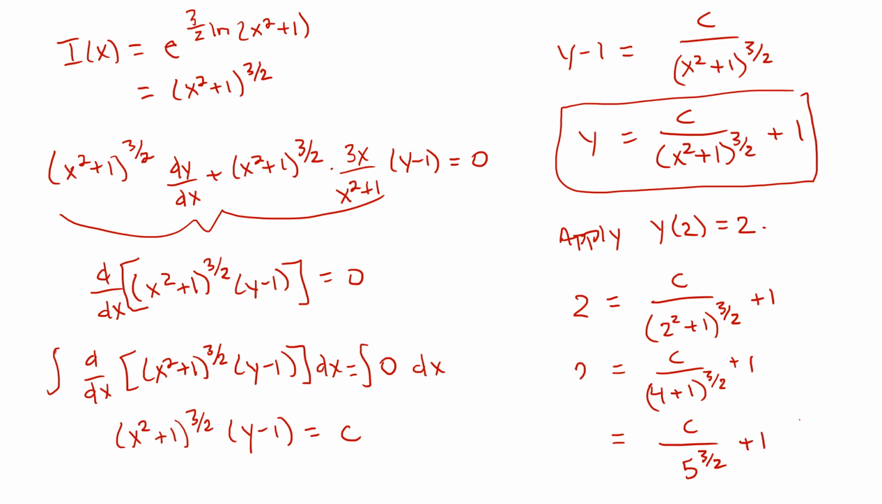And all of this equals 2. And so we now want to get c by itself. Okay, so let's subtract 1 from both sides. So let me rewrite this here on the screen for us. So we had 2 equals c over 5 to the power 3/2 plus 1. So we'll subtract 1 from both sides. So that gets us 1 equals c over 5 to the 3/2.